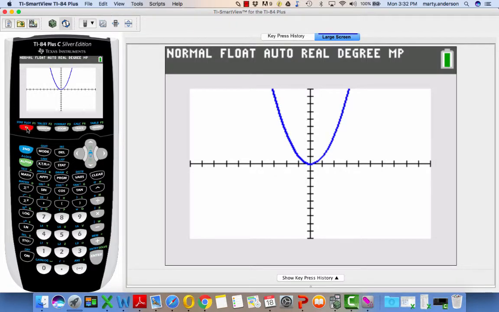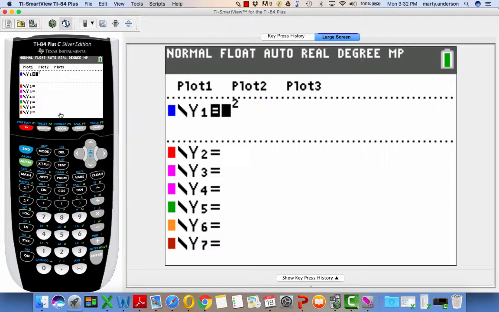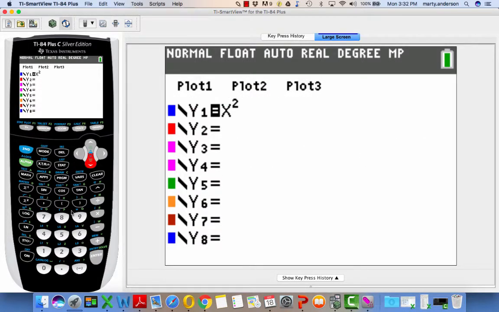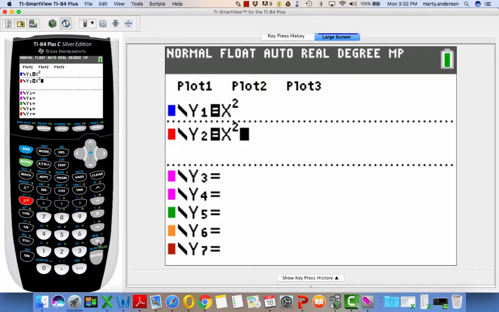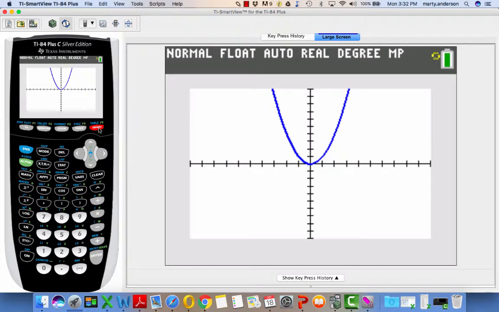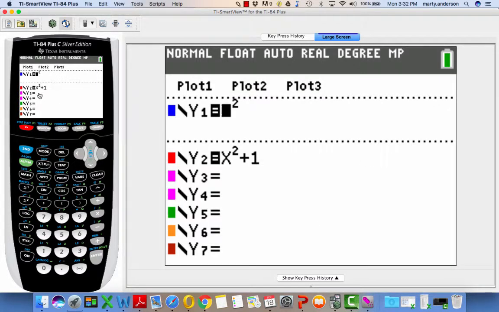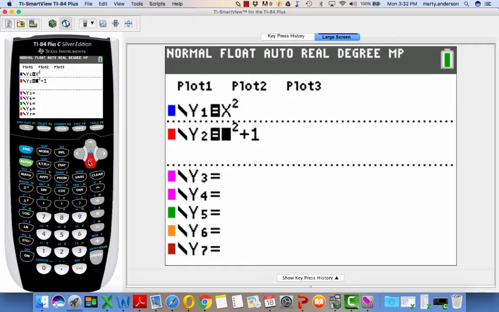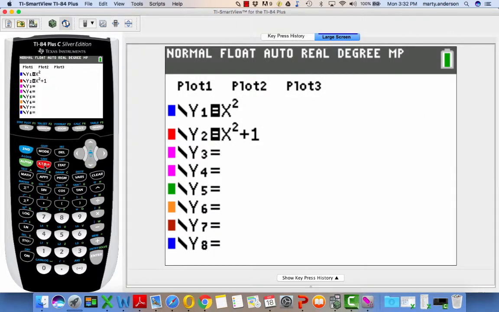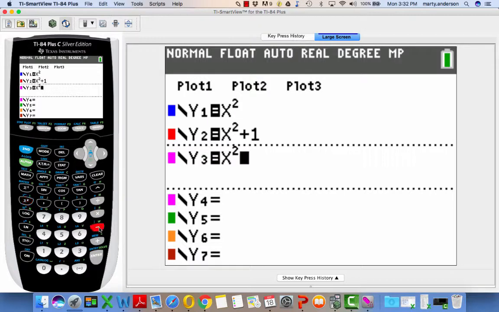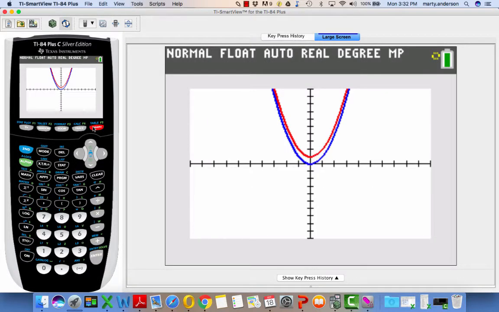It's a parabola. And then we could go to y equals x squared, I think it was plus 1. And when we graph that, we see y equals x squared, and we see y equals x squared plus 1. Went up 1. Coincidence? I think not. And now we can go to y equals x squared minus 1. And when we graph that, it should be no surprise that it's the same thing, except we go down 1.